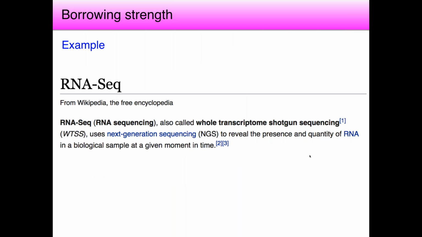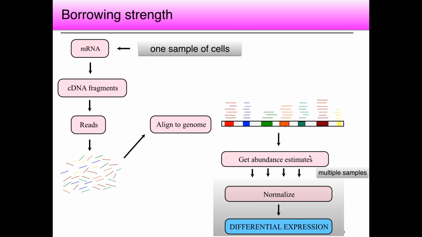Okay, so borrowing information is used a lot in genomics. I'm just going to close out with an example, RNA-seq, which is used for measuring transcripts quickly. We get samples of cells, messenger RNAs are extracted, they're converted to cDNA, they're read by next-gen sequencing reads. Those reads are aligned to the genome. We get some rough raw measurements of how frequent those RNAs are in the sample of cells. We have to do some computation to get abundance estimates.